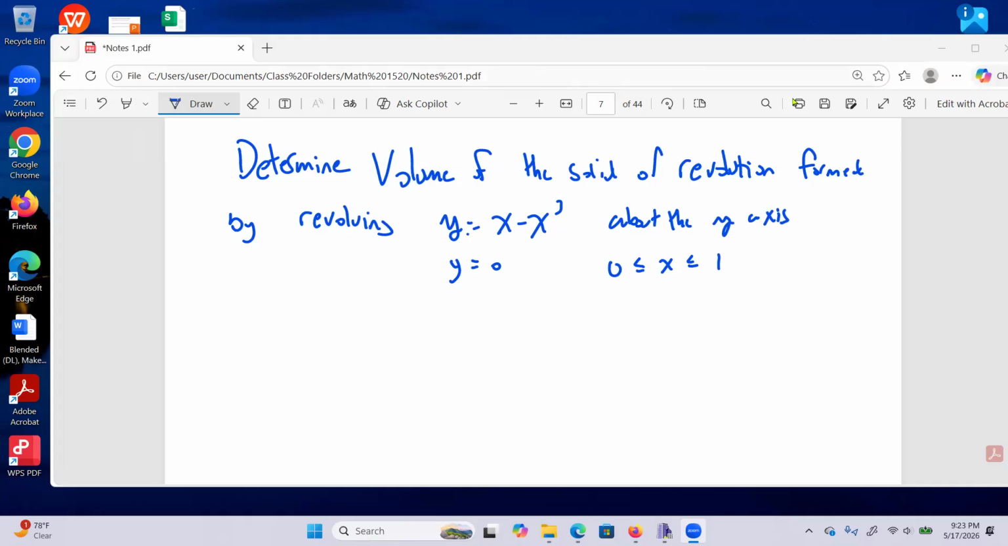Okay, welcome to Calculus 2. We are going to be talking about volumes of revolution by using the method of shells. So in this case, determine the volume of the solid of revolution formed by revolving y equals x minus x cubed about the y-axis. We're given that y equals 0, and then that x is constrained between 0 and 1.